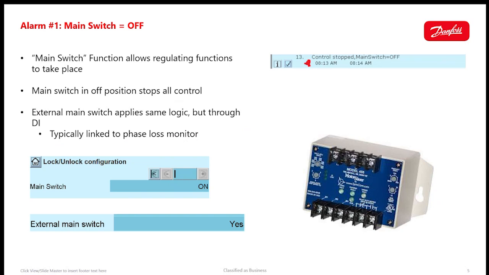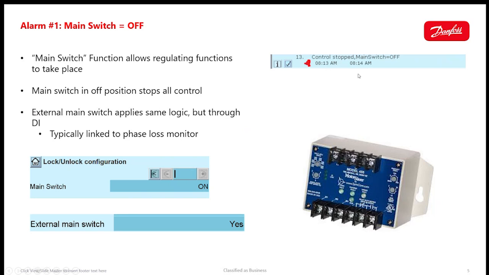So our goal today is to go through and give examples of some of the most common alarms that you'll expect to see in the pack controller, what they mean, and a little bit of how to investigate and troubleshoot them. We'll just go through some of these individually one by one. We'll start here with the main switch alarm.